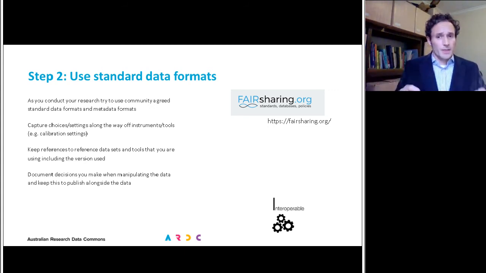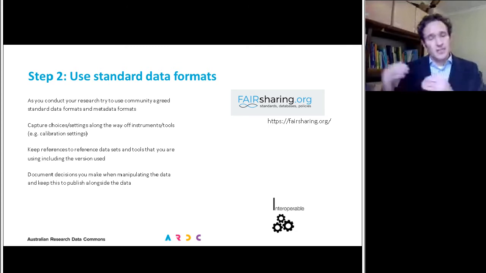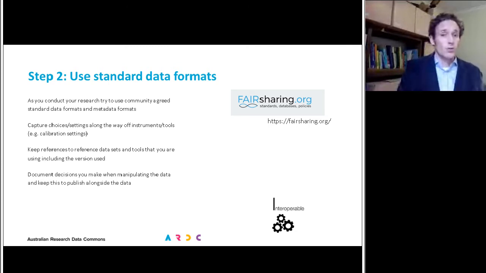As you're building your data, as you're collecting your data off instruments and off different tools, consider capturing choices and settings that you are using on your instrument, for example, calibration settings to collect that data. That will make it much easier for somebody else to understand down the track how you got to your findings and why you came to that data set.